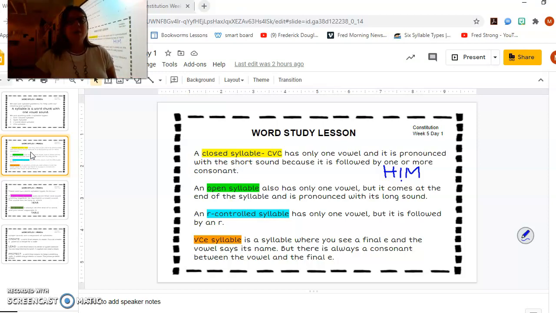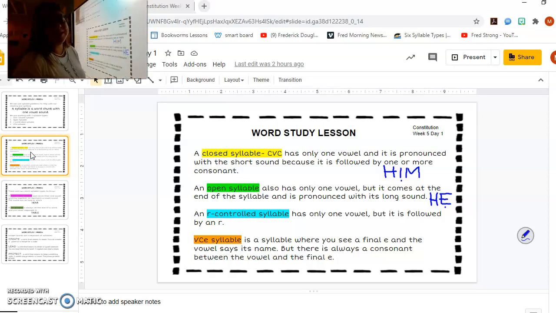An open syllable also has one vowel, but it comes at the end of the syllable, and it's pronounced with the long sound. So the word he, H-E, see the vowel is at the end, it's open, right? E, and it has a long sound. He. The R-controlled syllable has only one vowel, but it's followed by an R. So it could be A-R, O-R, U-R, I-R. So the word shark, S-H-A-R-K, shark. I have the A right before R, right? And that is the R-controlled syllable.